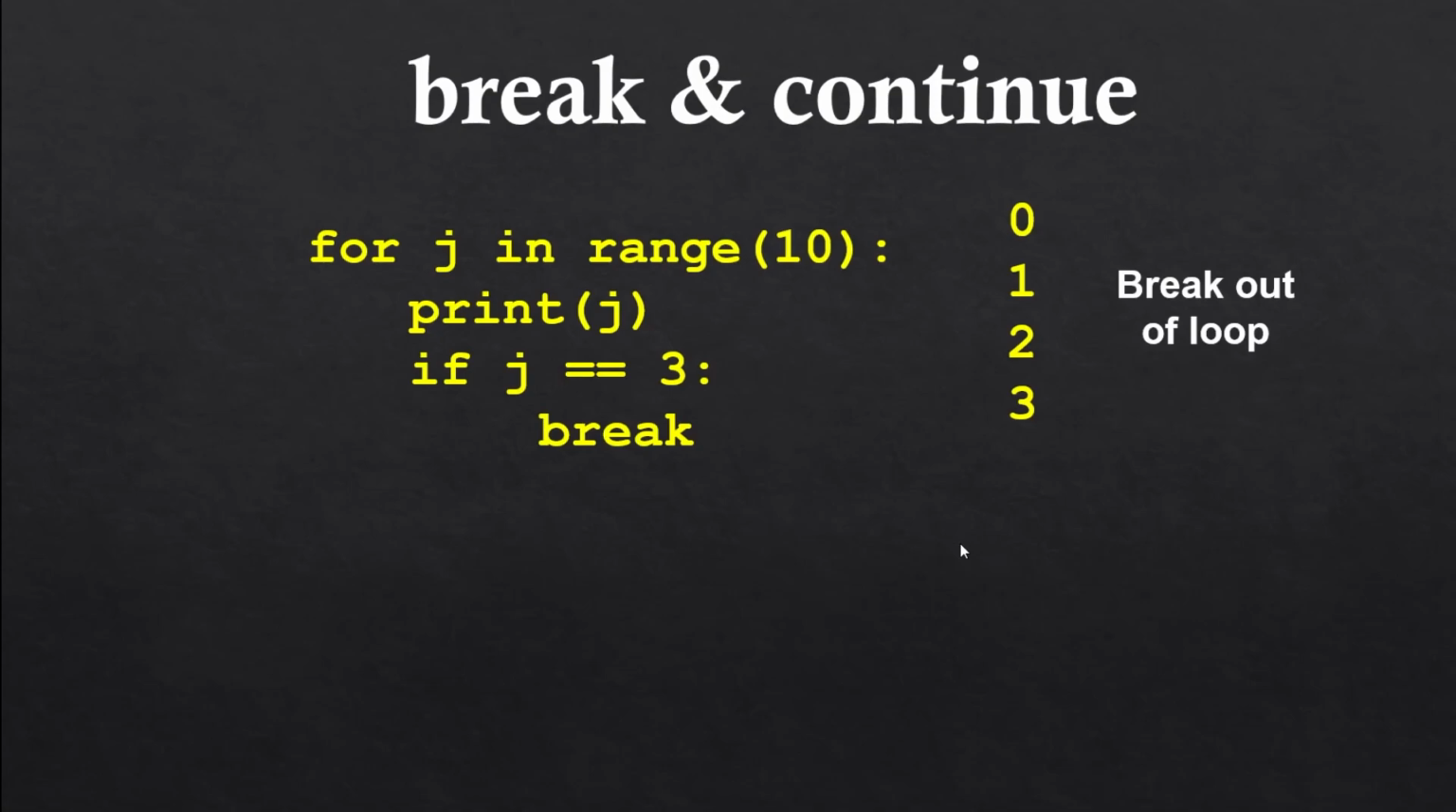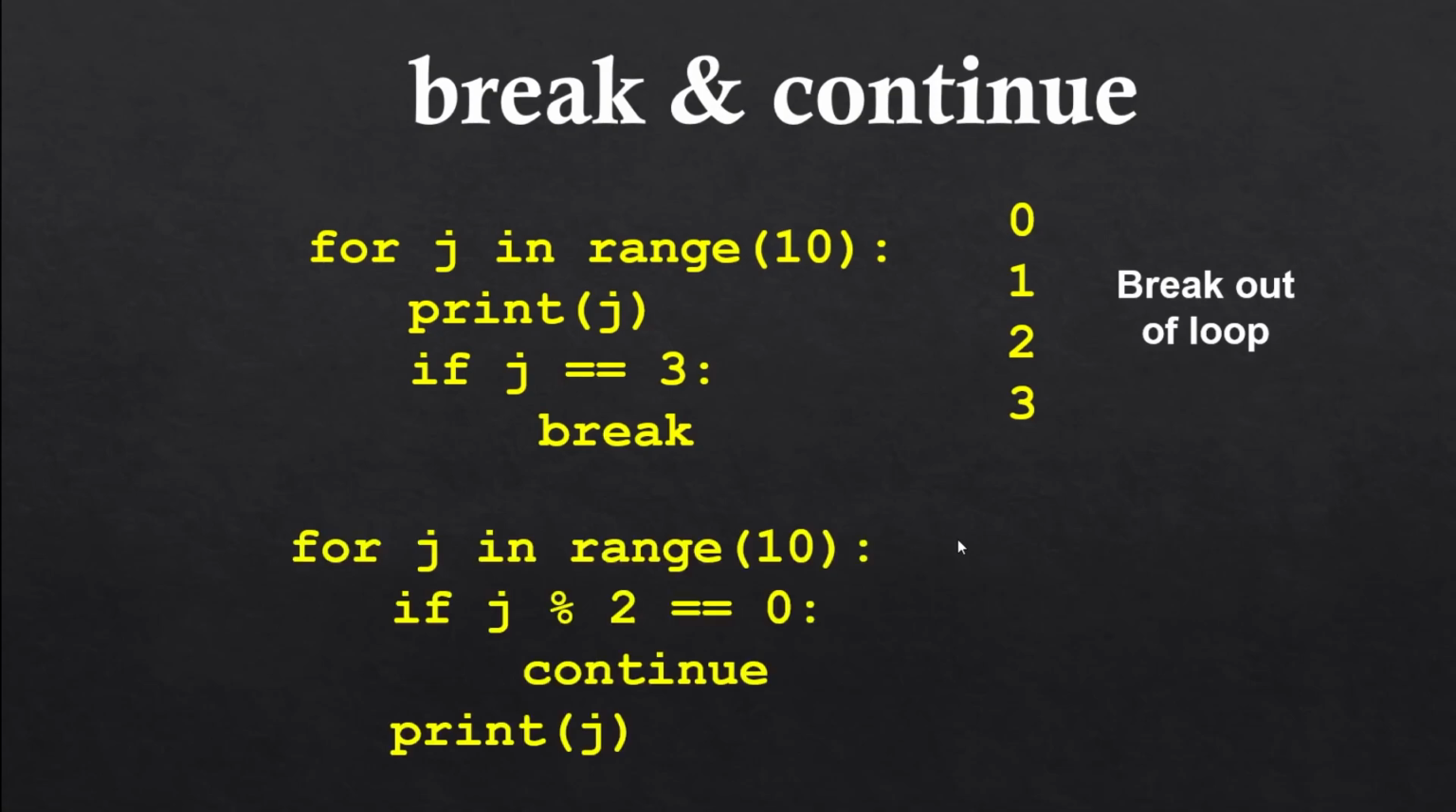So that's break. Also there's continue. If you look at this, for j in range 10, if j modulo 2 equals 0, continue. When you continue, it will not execute anything below it. In this case, if j modulo 2 equals 0, continue. That means it will not run the rest of the code for that loop. Let me show you the result.